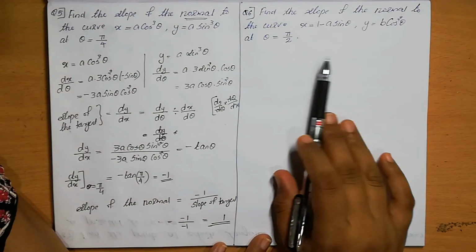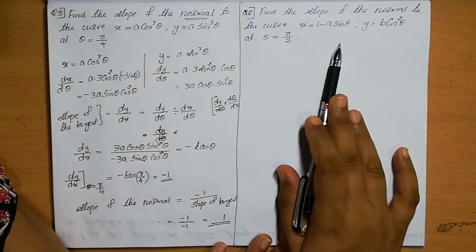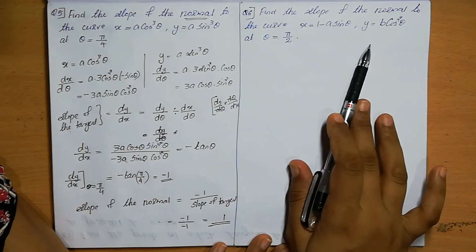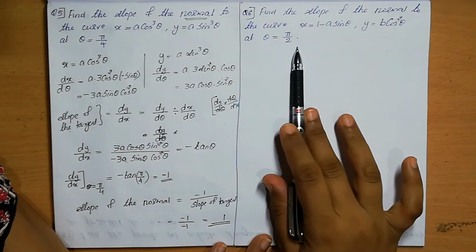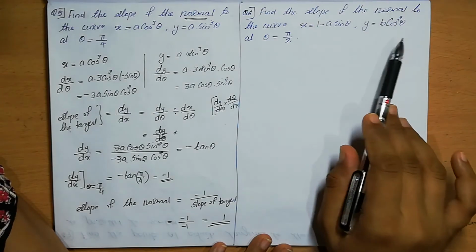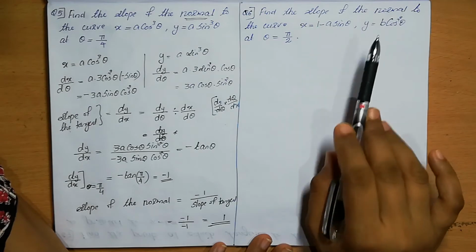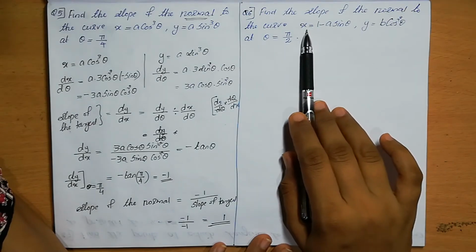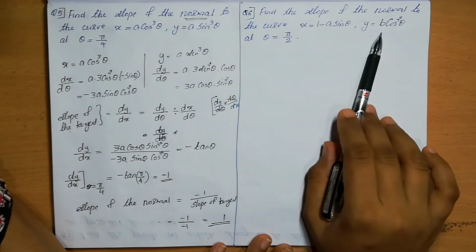Question number 6. Find the slope of the normal to the curve x equal to 1 minus a sin theta, y equal to b cos square theta at theta equal to pi by 2. So, in this case, also first we are going to find the slope of the tangent, that is dy by dx. So, first we need to find the derivative of this x and y.